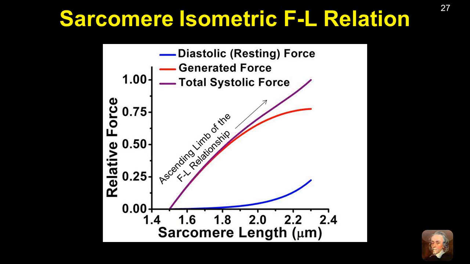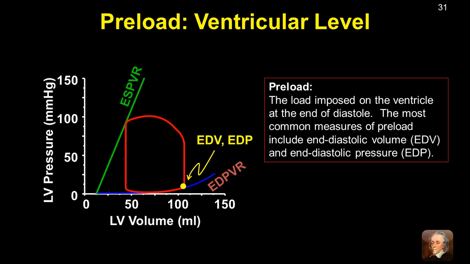So we're always working really on the ascending limb of the force-length relationship. Preload is defined really as the load imposed on the ventricle at the end of diastole. The most common measures of preload are end diastolic volume and end diastolic pressure. In the sarcomere, the preload really is clearly and easily defined as the sarcomere length. In the heart, it's a little bit more difficult.